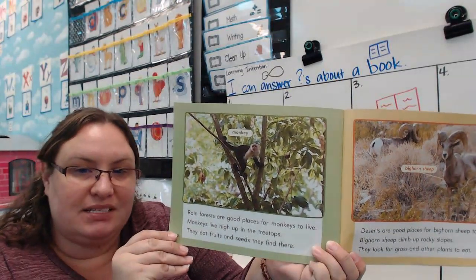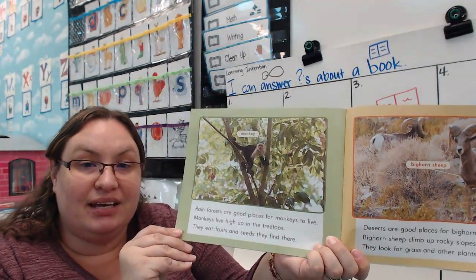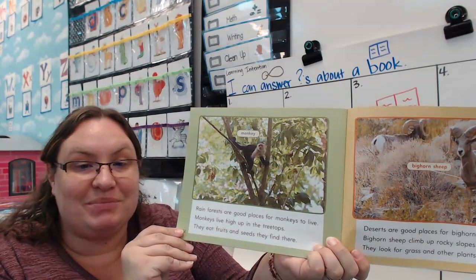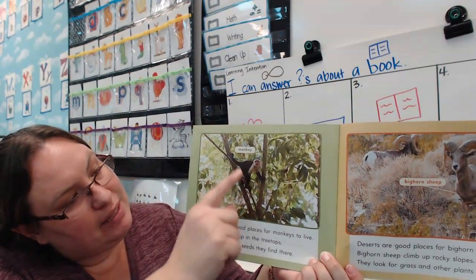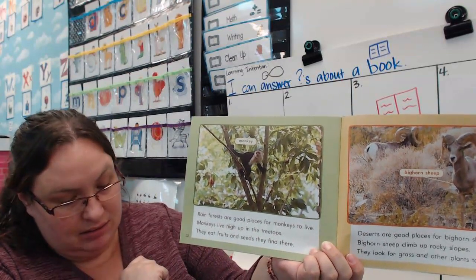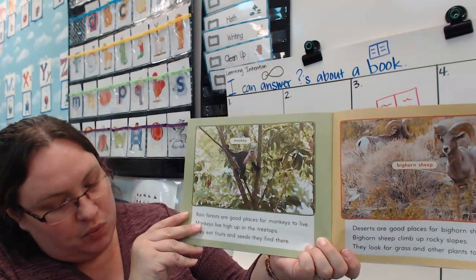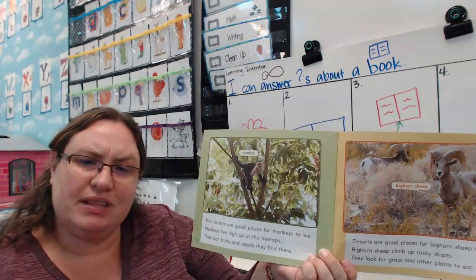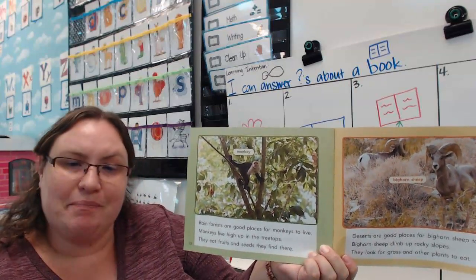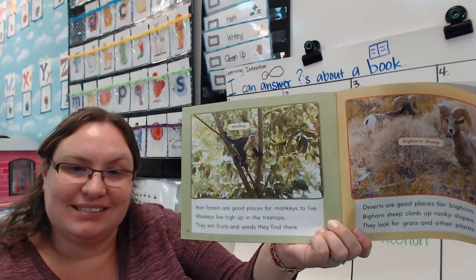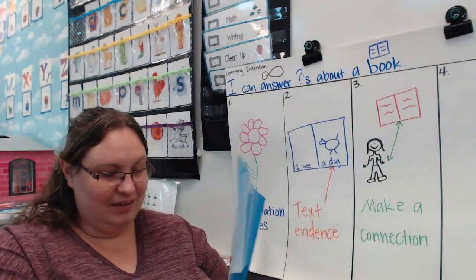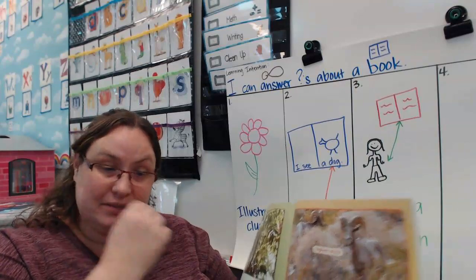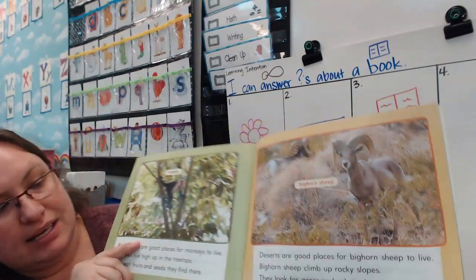Rainforests are good places for monkeys to live. Monkeys live high up in the treetops. They eat fruits and seeds they find there, and this label says monkey. A rainforest is a place with lots of trees. Why do you think monkeys live in rainforests? Yeah, maybe they find lots of food there. That's where their food is, maybe.